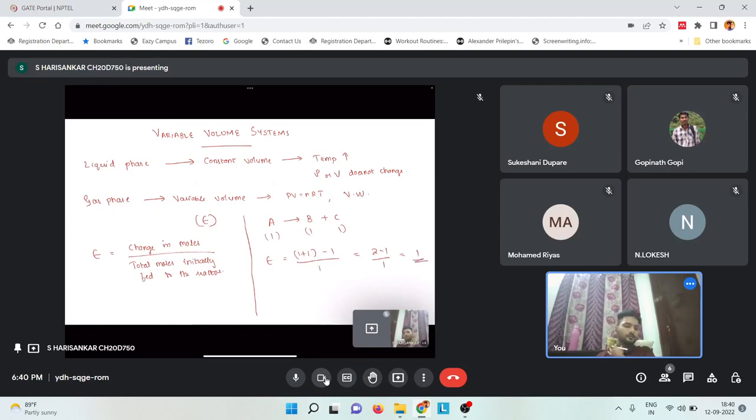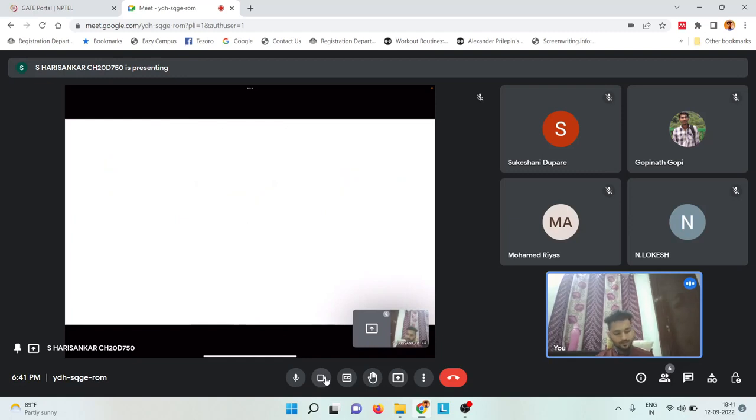Okay. Now, if we take a different reaction, let's say A gives B plus C plus D, then 1 mole of A gives 1 mole of B, 1 mole of C and 1 mole of D, and epsilon will be 3, which is the total moles of product, minus 1, by 1, and that is 2, right?